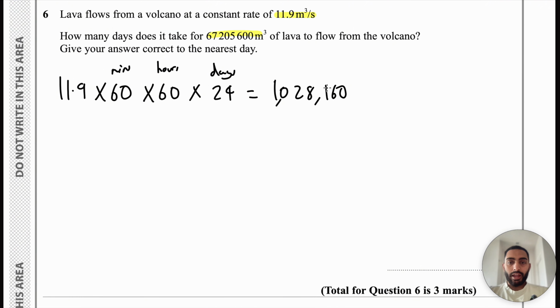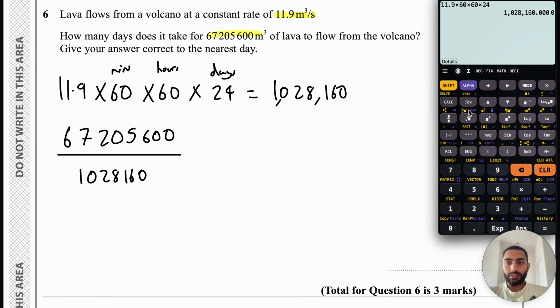This is saying that every day 1,028,000 is flowing from the volcano. We want to find out how long it would take this amount, so we're going to divide this amount by this amount. So I've got 67,205,600 divided by 1,028,000. Just type that in carefully.